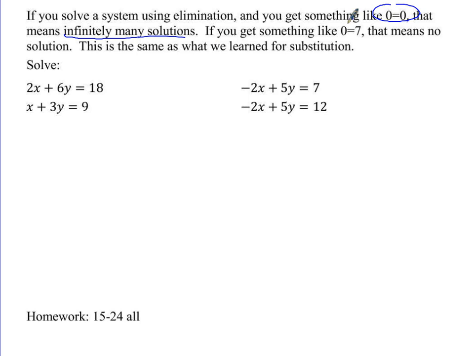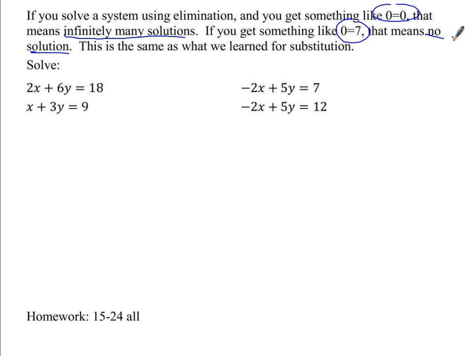If you get something like 0 equals 7, or 18 equals 14, or something crazy like that, an obviously false statement, what does that mean for your two lines? It means no solution, but if I were to graph those, what would they look like? They're parallel, yeah. They don't cross. That's why there's no solution. And it's the same thing that we learned for substitution. Same results. So let's go ahead and do these two problems here and see what happens.